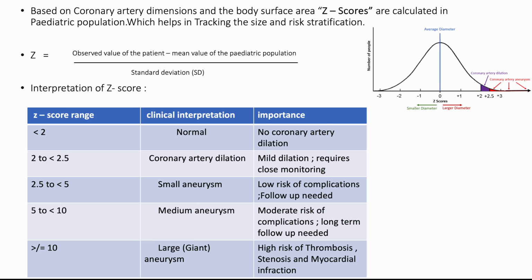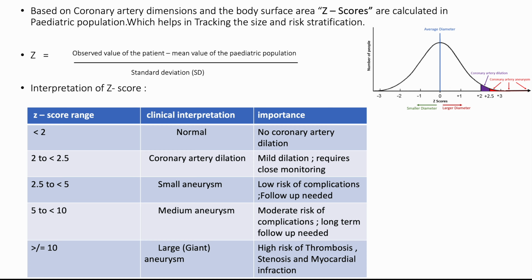Then, this is the Z score interpretation. This Z score is basically the coronary artery dimensions calculated in the pediatric population, which helps in tracking the size and risk stratification. Z score is calculated by the observed value of the patient minus the mean value of the pediatric population, divided by standard deviation. So the interpretation of Z scores: if it is less than 2, it's normal.